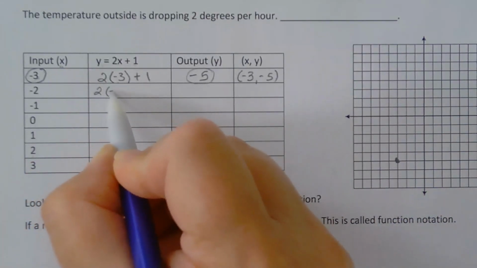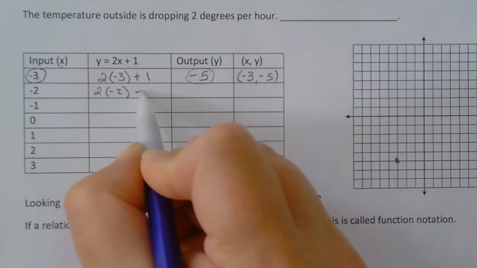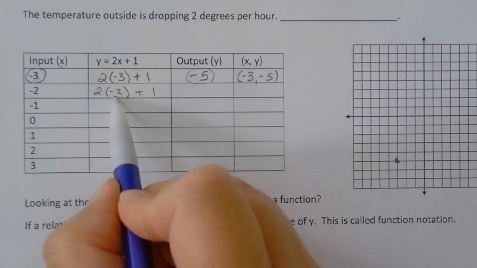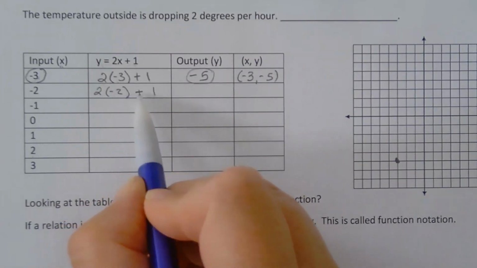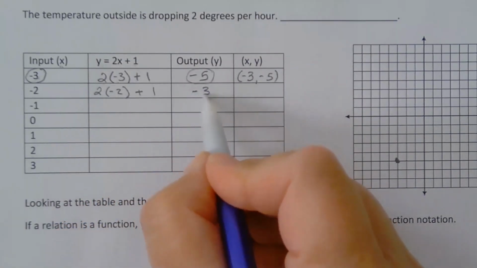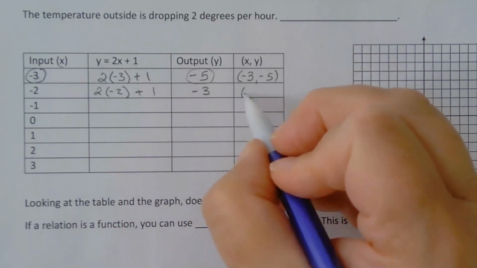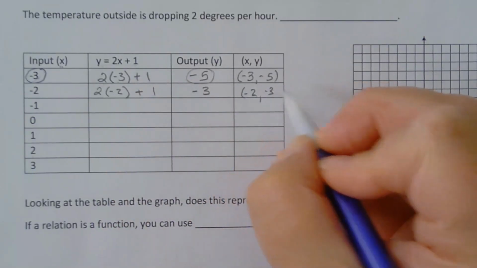All right, let's make an input of -2. So 2 times -2, add 1. So 2 times -2 is -4. -4 add 1 is -3. So there's a point on this graph at -2, -3.